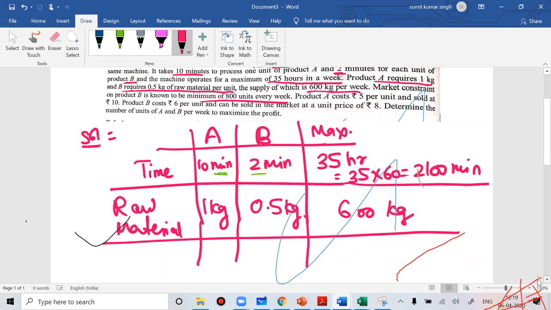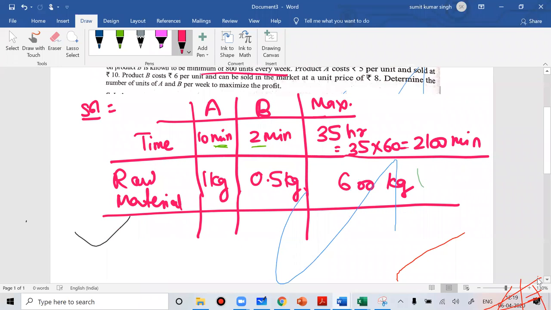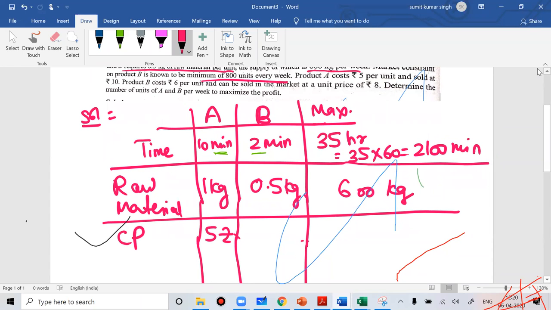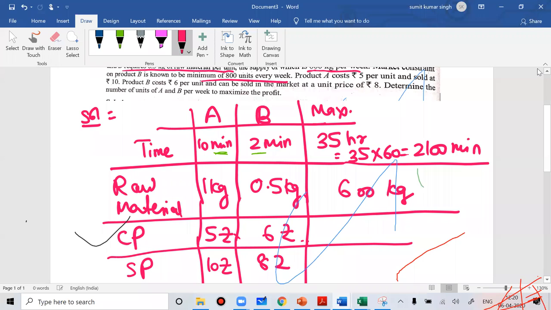Okay. And now talking about cost. If you talk about cost price, product A costs 5 rupees per unit and is sold at 10 rupees per unit. And product B costs 6 rupees per unit and is sold at 8 rupees per unit. Okay, this much information is given to us.